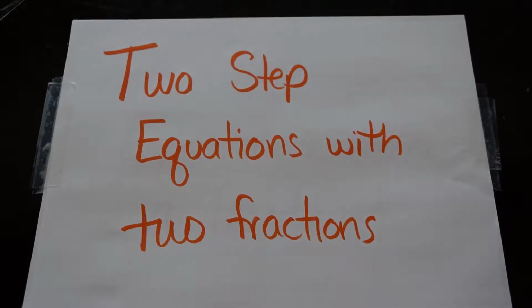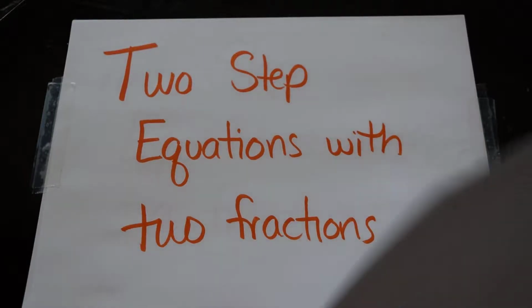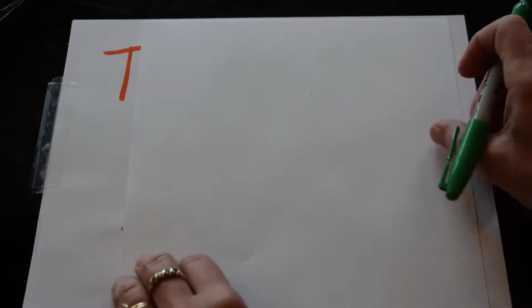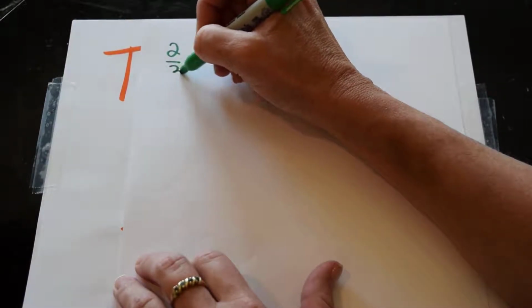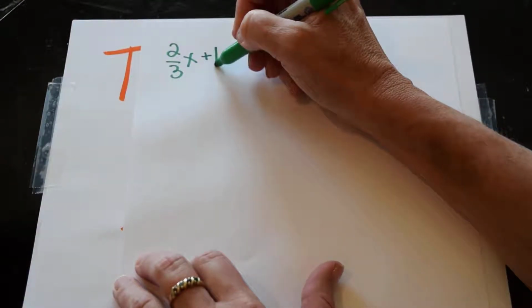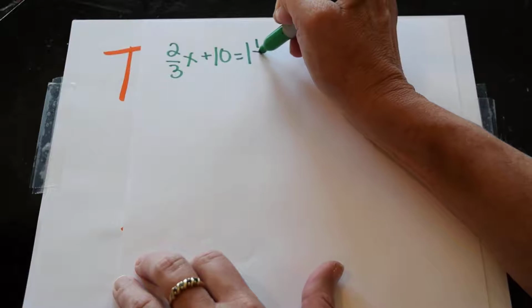All right, now we're going to learn about two-step equations with two fractions. This involves a couple more steps, so you might want to write some things down in your notebook as we're going along so that you can remember what to do. So our first problem is going to be 2/3 x plus 10 equals 1 1/4.